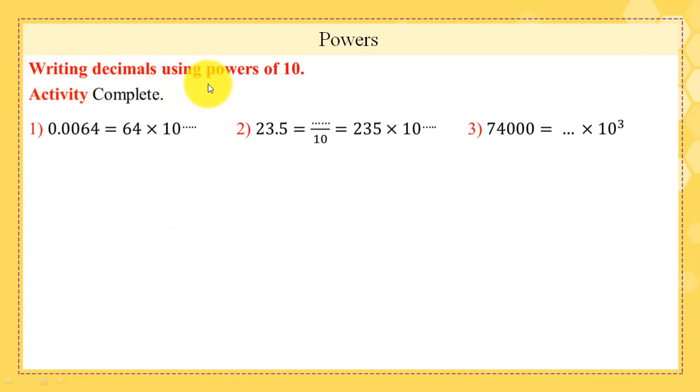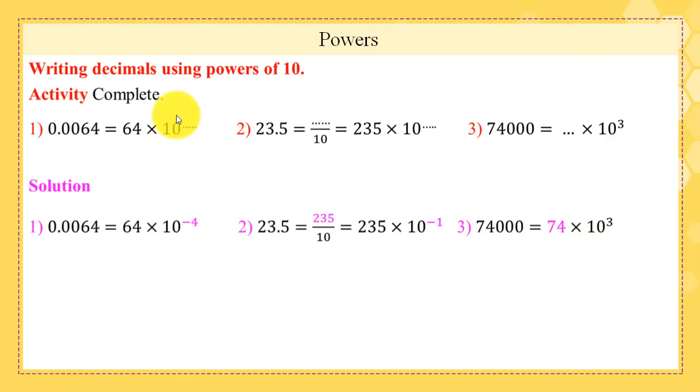First, writing decimals using powers of 10. So let us start with the following activity. Complete. Please pause the video and try to solve this activity. Solution. As you know, in part 1, 0.0064, here we have 1, 2, 3, 4 decimal digits after the decimal point. So 0.0064 equals 64 times 10 to the power minus 4.